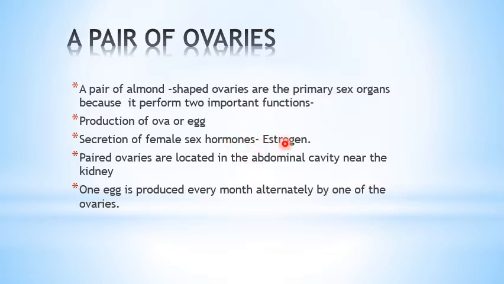Similarly, in the male reproductive system, the testes are known as the primary sex organs because they perform two important functions: the production of sperm and the secretion of the male sex hormone, testosterone. Similarly, the ovaries are also known as primary sex organs. The paired ovaries are located in the abdominal cavity near the kidney, and one egg is produced every month alternately by one of the ovaries. So if the left ovary produces the egg, next month the right ovary will produce the egg.